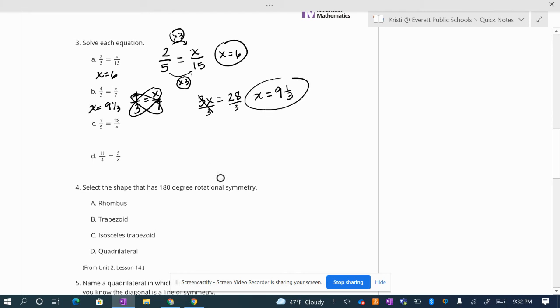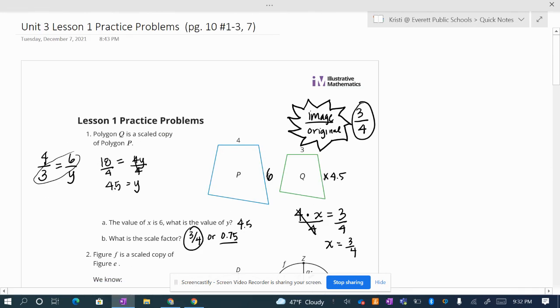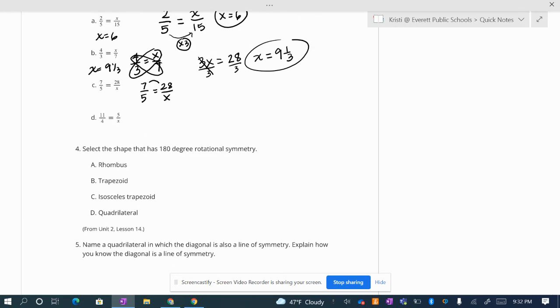Okay, let's do this one. 7 over 5 equals 28 over x. I'm going to do that thing where I first look for a multiplier, and I'm going to see one. 7 times 4 makes 28, so I can go times 4 here as well. If I see a multiplier, right, that's going to work out nice. So x is 20.